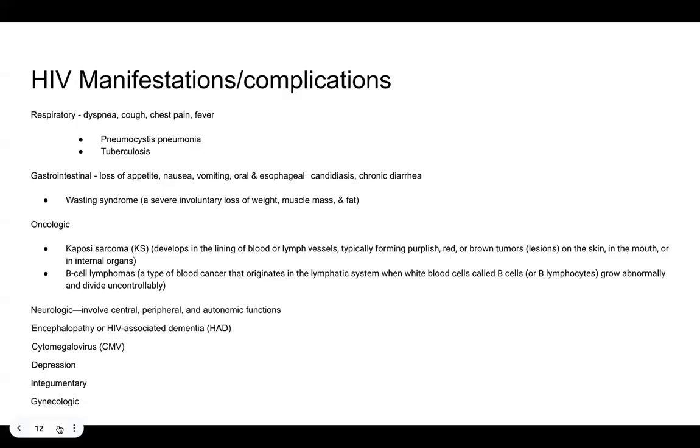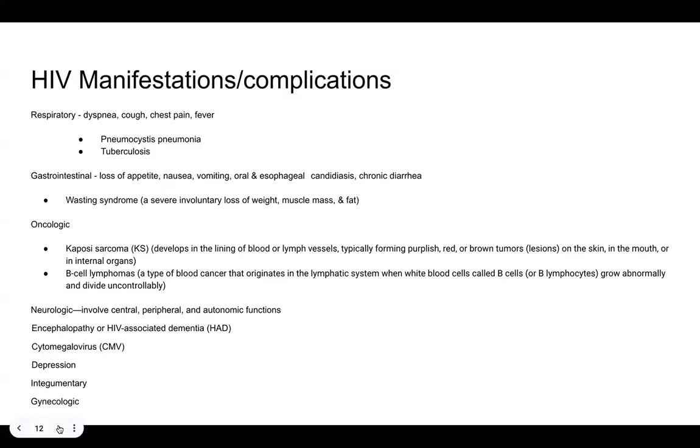Oncology manifestations can occur, and these complications can include Kaposi sarcoma. This is a cancer that develops in the lining of the blood or lymph vessels. It typically forms purple, red, or brownish tumor-like lesions on the skin, in the mouth, or in the internal organs. And then B cell lymphomas can occur. This is a type of blood cancer that originates in the lymphatic system when white blood cells, the B cells, grow abnormally and divide uncontrollably.